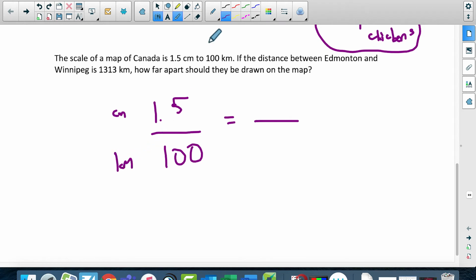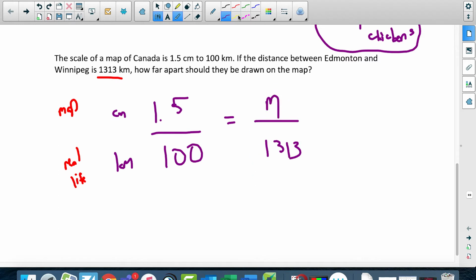Well, that's real life. Maybe instead of saying centimeters and kilometers, you want to think of this as the map and real life. So we should have one other number. There it is, right there. It says the distance between Edmonton and Winnipeg is 1,313 kilometers. Well, that's the real distance. It's in kilometers, so it must go on the bottom. So the 1,313 goes down here, and we're trying to figure out this up here.